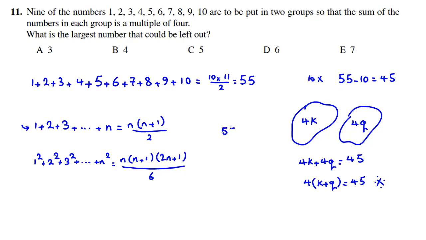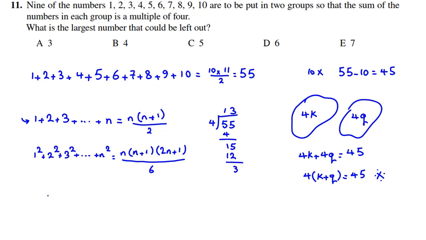55 when divided by 4 is what? 4 times 13 is 52, so the remainder is 3. So we should find the largest number, and this is a necessary condition, not sufficient. 10 when divided by 4 is 2, 9 when divided by 4 is 1, 8 is 0, 7 is 3. So the largest number that we can remove is 7.